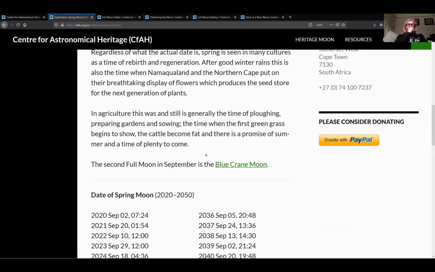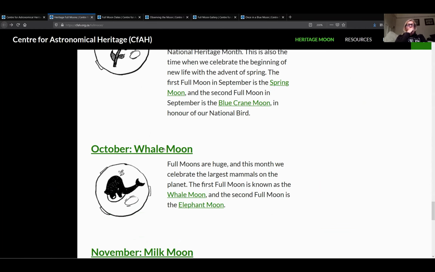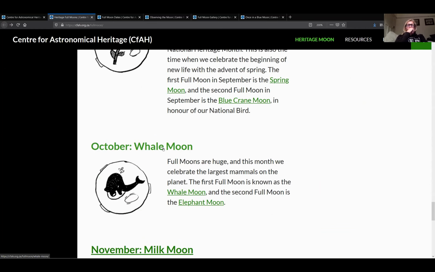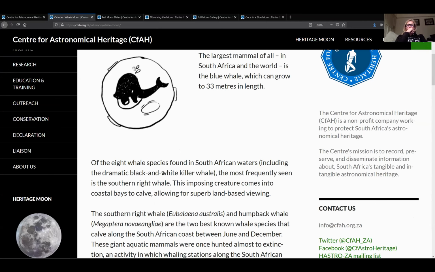A little bit of background on various things in South Africa that relate to spring. Spring is a bit of an easy one because it's tied to what the Earth and the Sun and our orbits are doing. But I think next month, the next full moon will be the Whale Moon. I think it's a great name for a big moon. The second one will be the Elephant Moon.